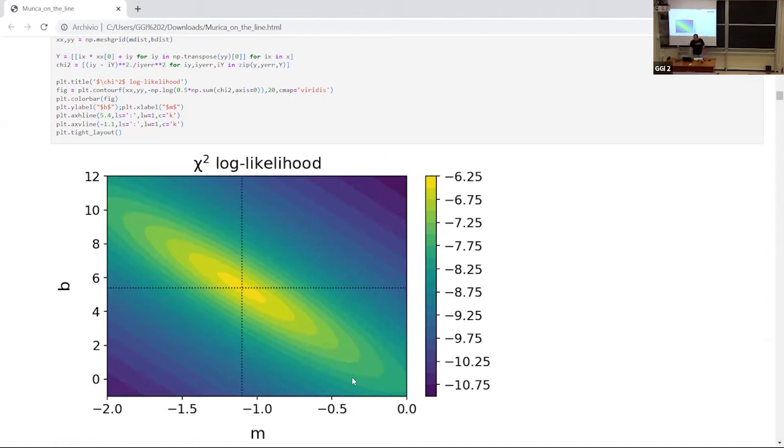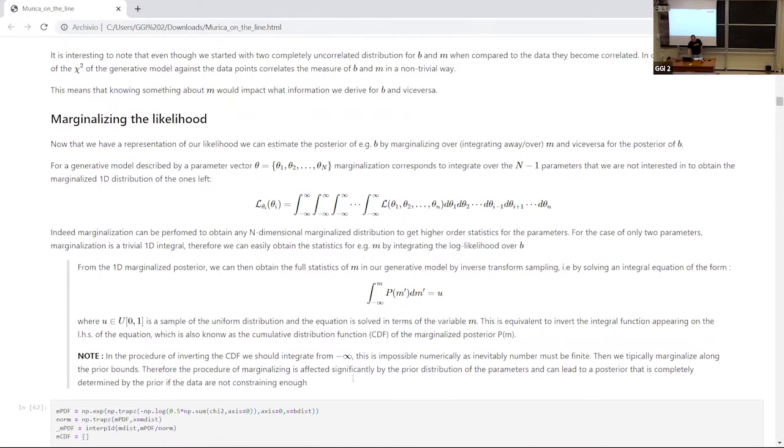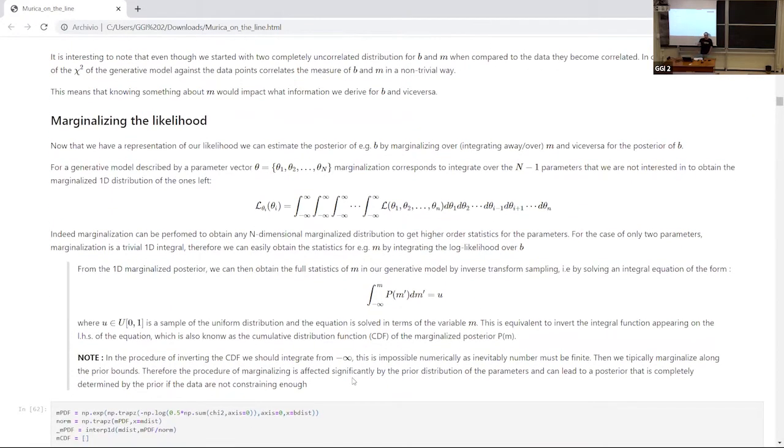But there is a thing we can do that with the least square we cannot do, that is called marginalization, which is basically the procedure of integrating away one of the two parameters to get the marginalized distribution, or the probability distribution on only one parameter. This can be done simply by integrating the likelihood function over all the parameters we are not interested in, to get only the likelihood of one parameter.